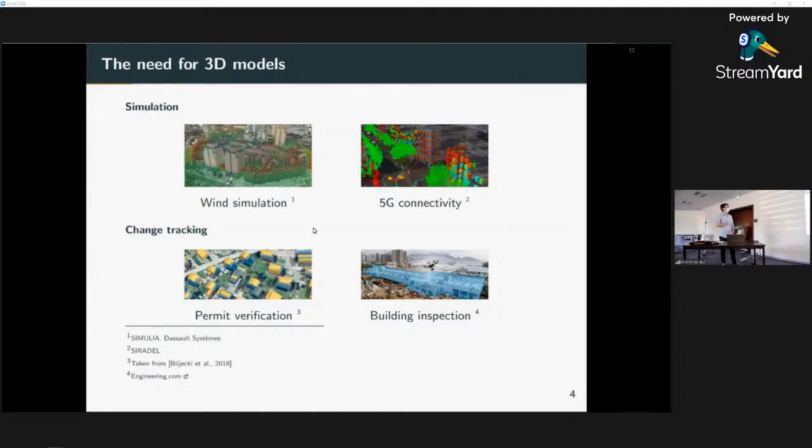Another domain where these 3D models are interesting is change tracking. And here we can mention verifying construction permits. So for instance, if you have a database with the construction permits and you have acquired a 3D model of the city, you can compare both databases to see if each building has the right construction permits. And another application in change tracking is to inspect a construction site at a certain time and verify that there are no defects in the build.